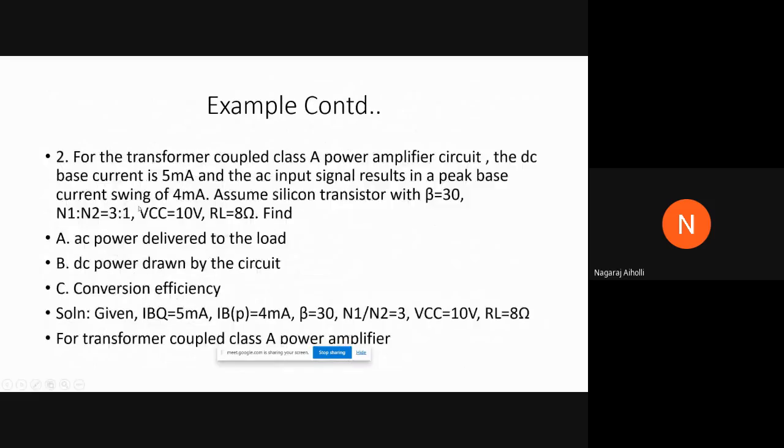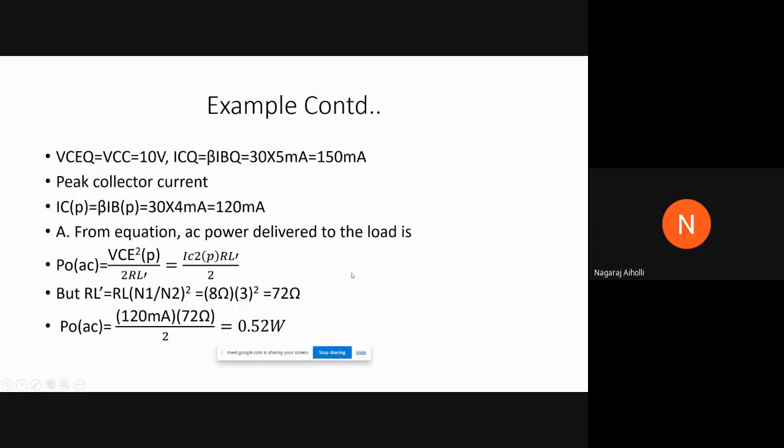Then ICQ. ICQ will be beta times the IBQ. Yes or no? Beta is given, it is 30. 30 multiplied by IBQ, 5 milliampere. That comes out to 30 into 5, that is 150 milliampere.